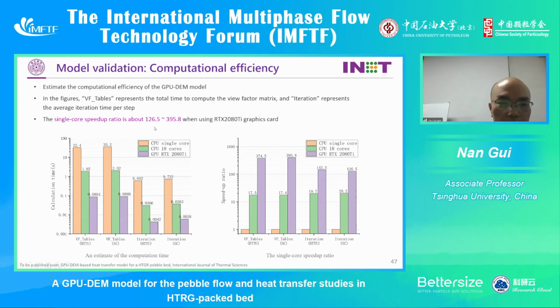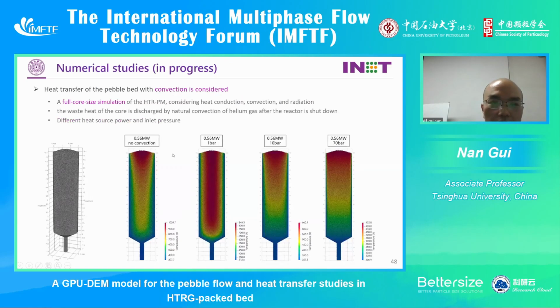This study is still ongoing. We just consider the particle-gas heat transfer, and we calculate when the pebble bed reactor is shut down, its decay power is about 1.56 megawatts. So we need to know how the decay heat will affect the pebble's temperature distribution.